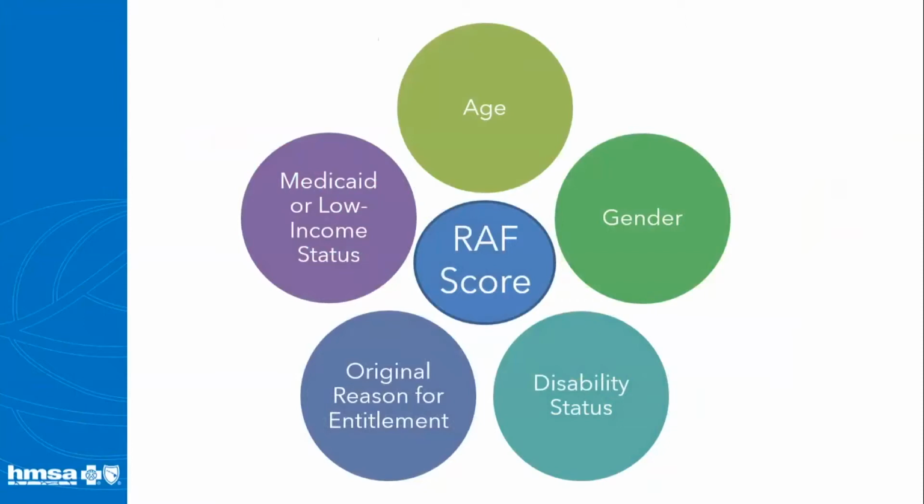Disabled status results in the inclusion of additional factors in the risk scores of community residents who are disabled beneficiaries under 65 years of age. The original reason for Medicare entitlement results in the inclusion of a factor in the risk score for beneficiaries 65 years of age or older who were originally entitled to Medicare due to a disability, and it also factors in Medicaid or low-income status.